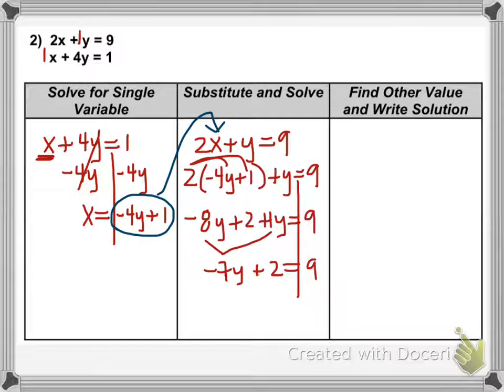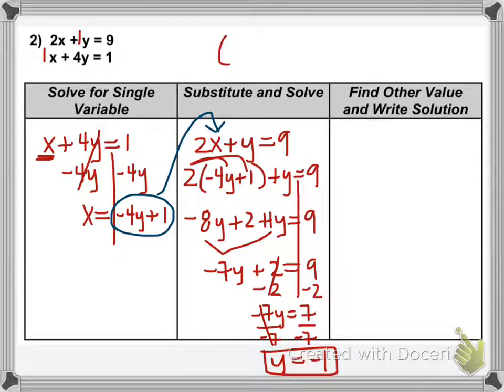Now my y's are on the left. I'm going to move my constants to the right by subtracting that 2 from both sides. So I've got negative 7y equals 9 minus 2, which is 7. And then I'll divide both sides by the coefficient of y, that negative 7. So y equals 7 divided by negative 7 is negative 1. So now I've found the y portion of my point of intersection, which is the negative 1.